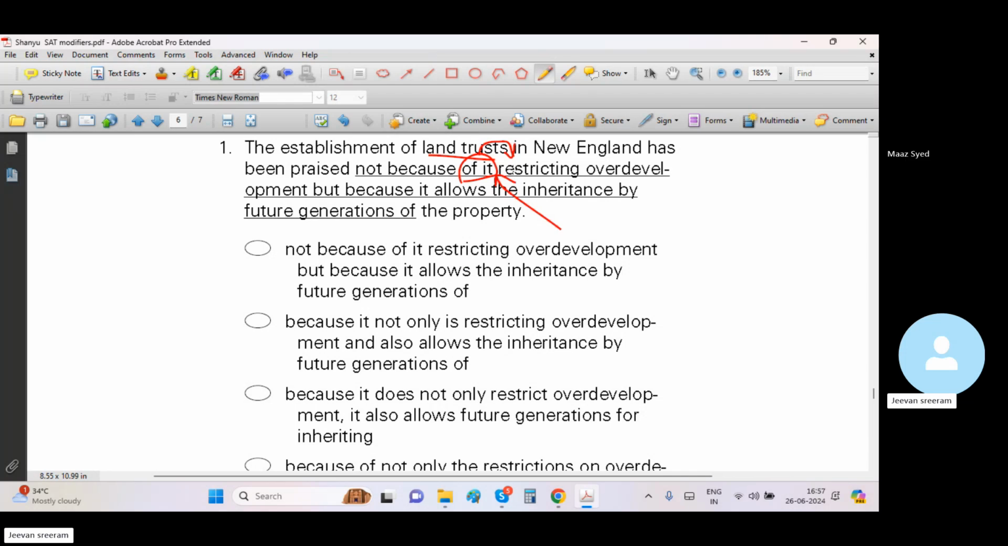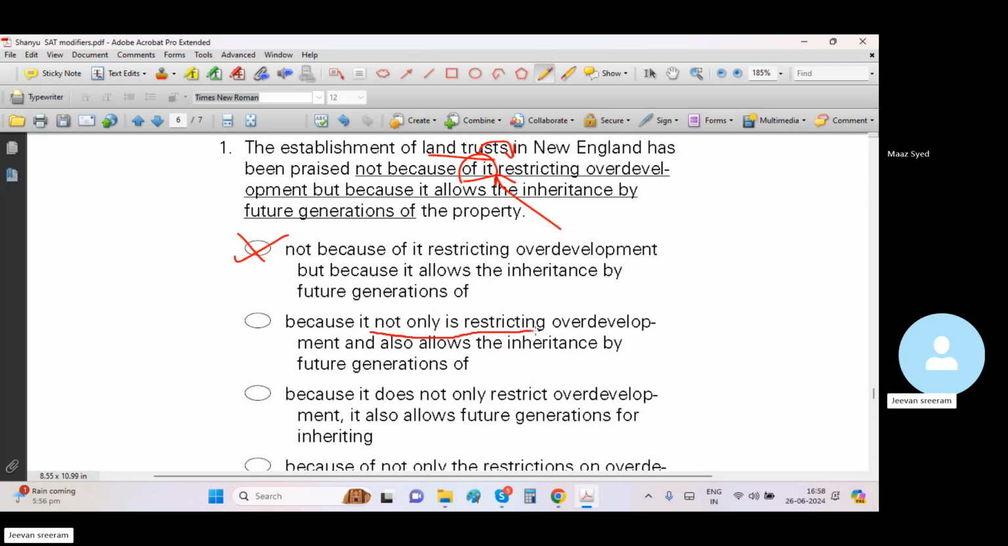Because of my illness. Because of restricting or development, something of that sort. Immediately after because of, you never get any pronoun. There is a problem with this. Eliminate A. Not because, or else you can remove of also. Not because it is restricting overdevelopment, but because it allows, something of that sort.